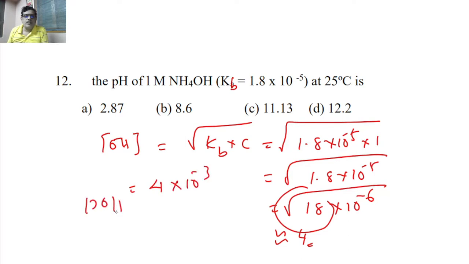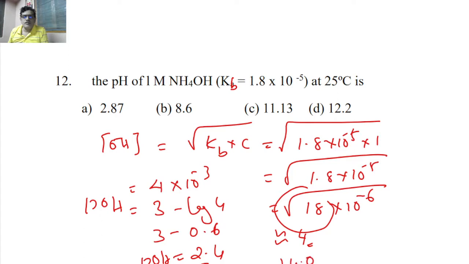Therefore pOH of this will be 3 minus log 4. So 3 minus log 4 is 3 minus 0.6, that will be 2.4. This is the value of pOH. So pH will be 14.0 minus 2.4, so that comes to 11.6. So 11.6 is the pH of the solution.